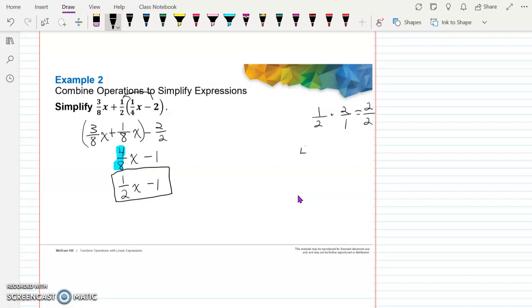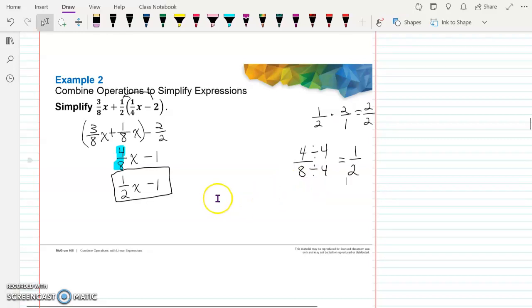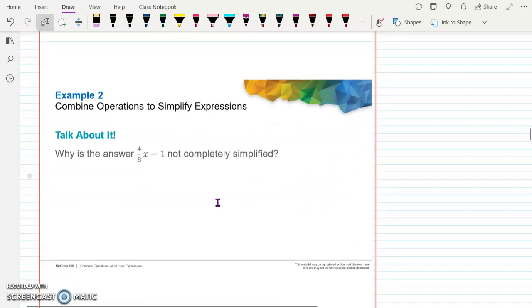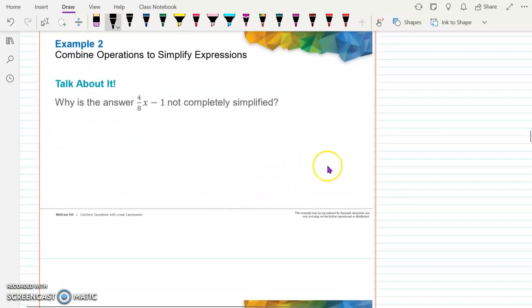And the way I simplified 4/8 was I divided them both by 4 because that's the greatest common factor, which gives me 1/2. Why is the answer 4/8 x minus 1 not completely simplified? Well, because 4/8 is not the simplified version of the fraction, and we always want to simplify our fractions.